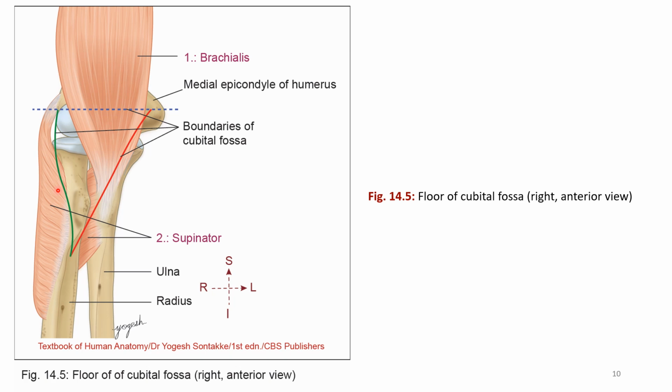lower part and the lateral part, because you can see the radius bone over here. So at the lower and lateral parts of the floor of the cubital fossa, you see the supinator muscle. At the upper and medial part of the floor of the cubital fossa, you see the brachialis muscle.